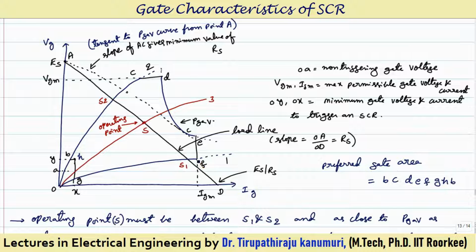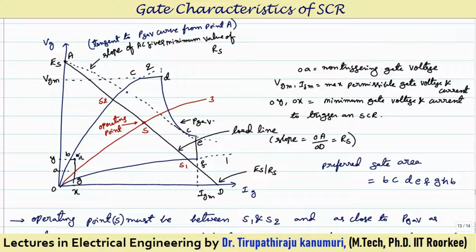You can see that it is intersecting this lower curve, or curve 1, at point F. From F draw a vertical line. That will intersect PG average at a point, which I am taking as E. Similarly, from the maximum voltage I will draw a line. This line will intersect characteristic number 2 at point C. From there you continue the horizontal line, and it will intersect PG average at point D.